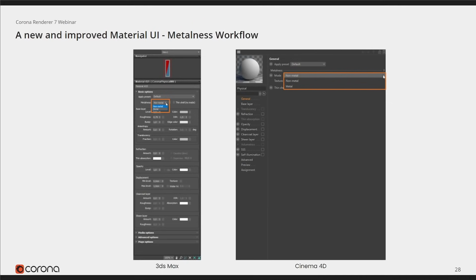And so the UI is going to guide you throughout your material creation process, and it'll make sure that you create a material that is physically plausible, right? So with this new workflow, you can't really create weird materials anymore. Like, for example, a refractive metal material, right? That just makes no sense.